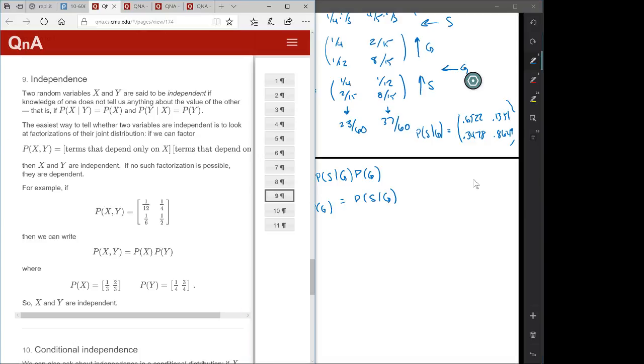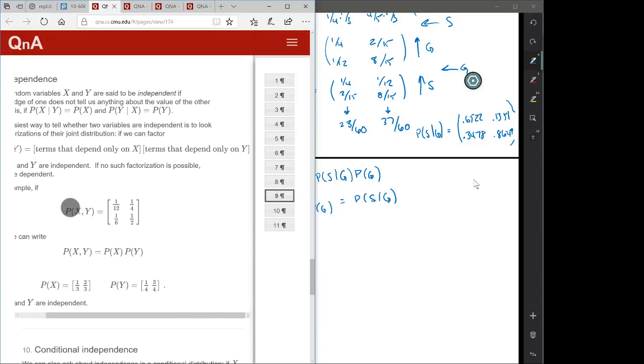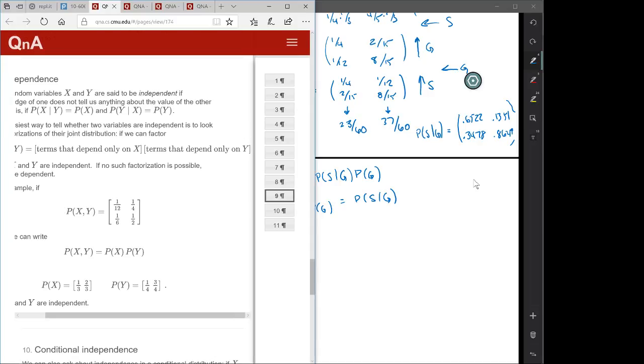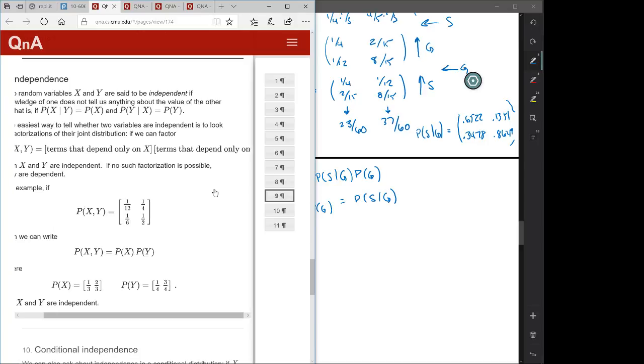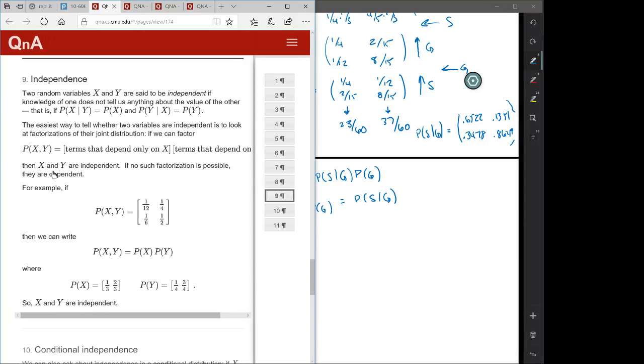So here we go back to independence. The easiest way to tell whether two variables are independent, given an expression for the probability distribution, is to look at factorizations of the joint distribution. If we can take the joint distribution P of X comma Y and factor it into a product of terms that depend only on X and terms that depend only on Y, then that is the same as saying that X and Y are independent.